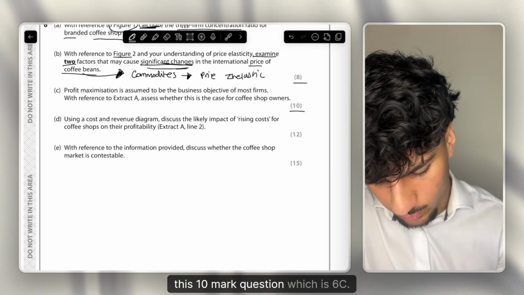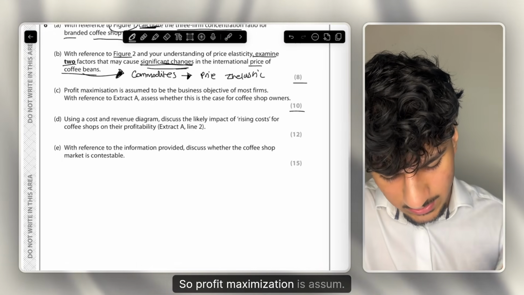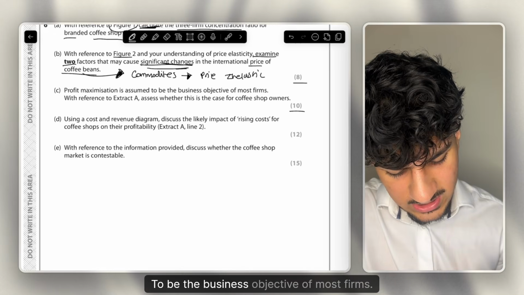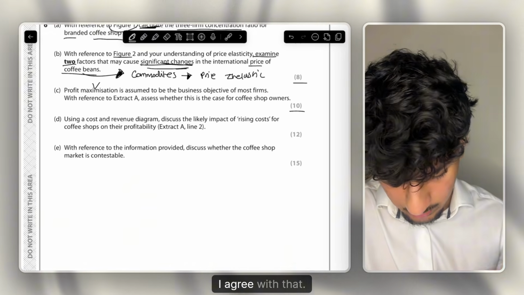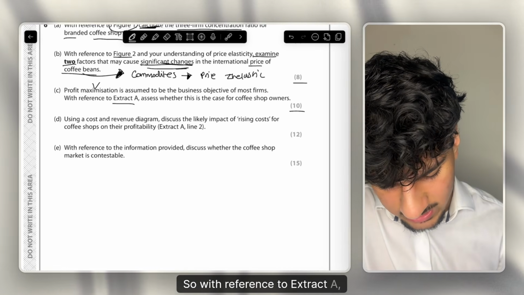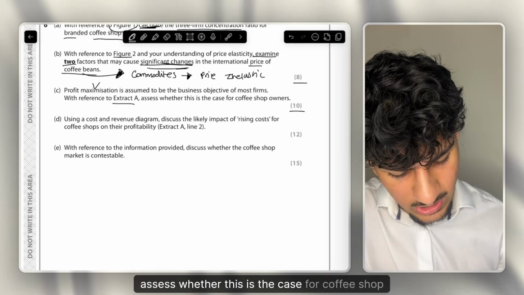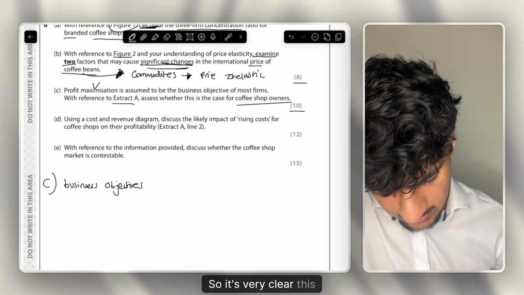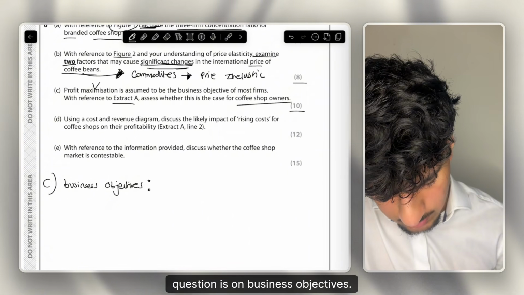This 10-mark question, which is 6C. Profit maximization is assumed to be the business objective of most firms. I agree with that. So with reference to extract A, assess whether this is the case for coffee shop owners. So it's very clear this question is on business objectives.